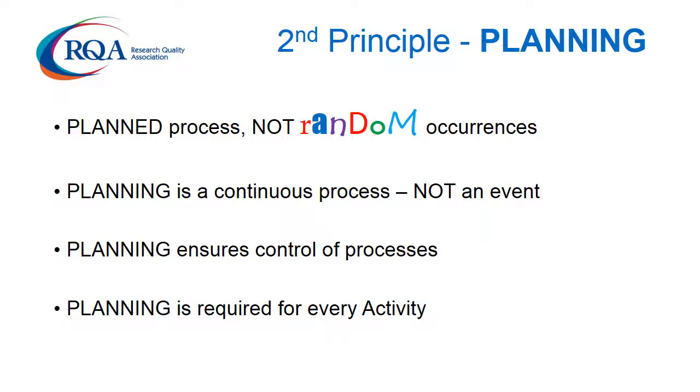The second principle is planning. All research and development should be a planned process, not a series of random occurrences. Planning is a continuous process, not an event. It controls the predictable and reacts to the unpredictable to ensure that the process is under control at all times and that there is clear understanding of cause and effect. Planning needs to happen for every activity to be undertaken.